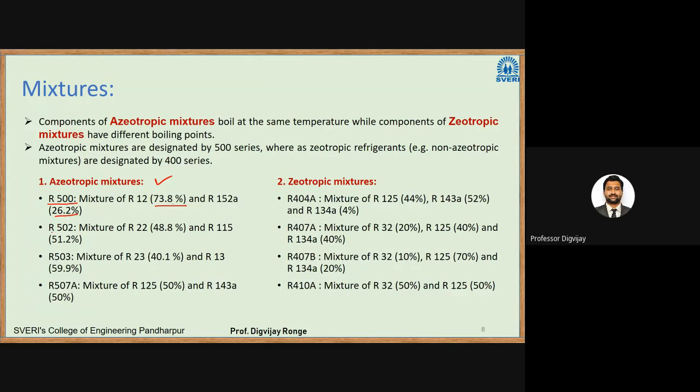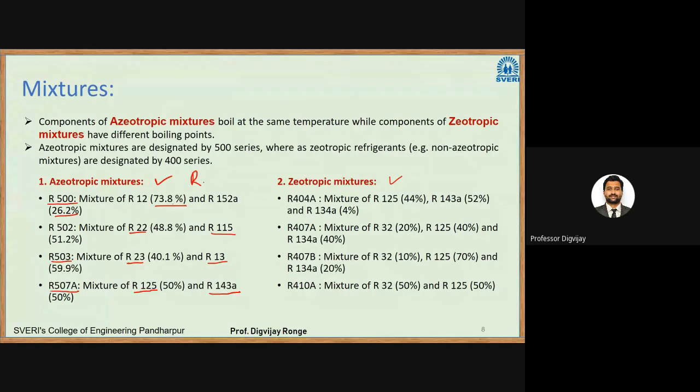Then next is R502. This is a mixture of R22 and R115. We have R503, a mixture of R23 and R13. We have R507A. A stands for isobars. This is a mixture of R125 and R143A.